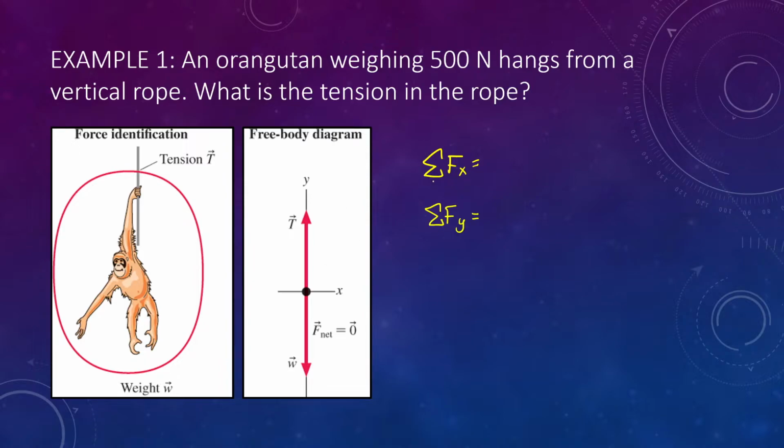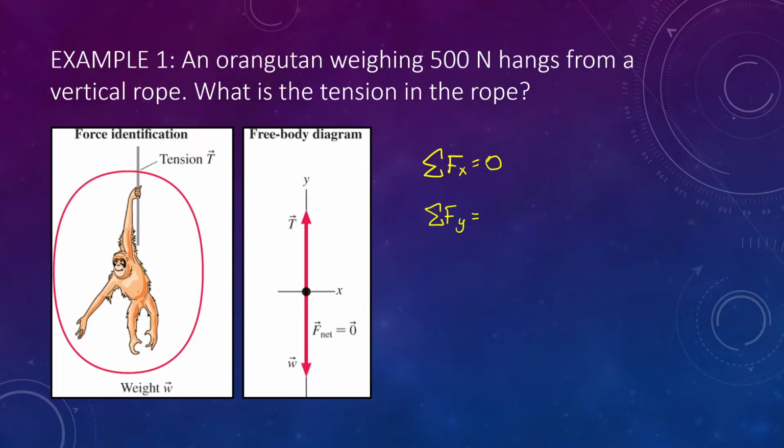So let's think about the forces in the x direction. Looking at our free body diagram, there are no forces in the x direction. So when we try to add up all the forces in the x direction, there's nothing to add up. It is just 0. In physics, zeros are our friend. It really makes things a lot simpler, or quicker at least.